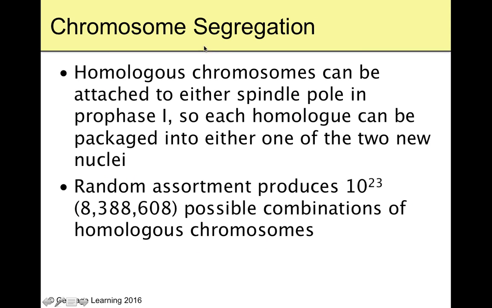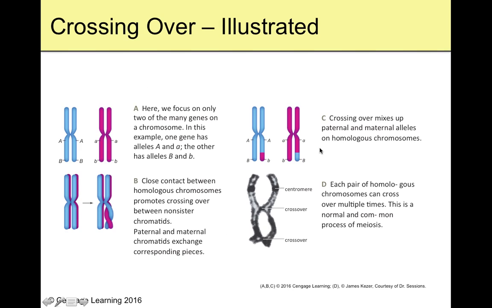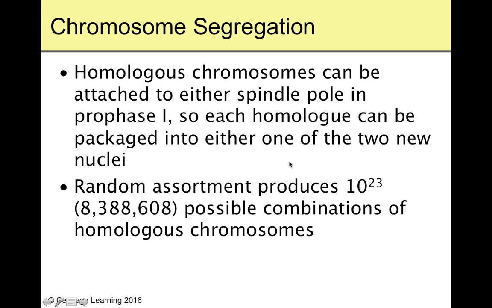Alright, so chromosome segregation, when you want to split them up. Homologous chromosomes can be attached to either spindle pole in prophase 1, and so each homolog can be packaged into either one of the two new nuclei, which means there's no rule that says this chromosome copy here has to go this way, and this chromosome copy here has to go this way. That's completely random, and we're going to randomize it for all 22 chromosomes and one sex chromosome.